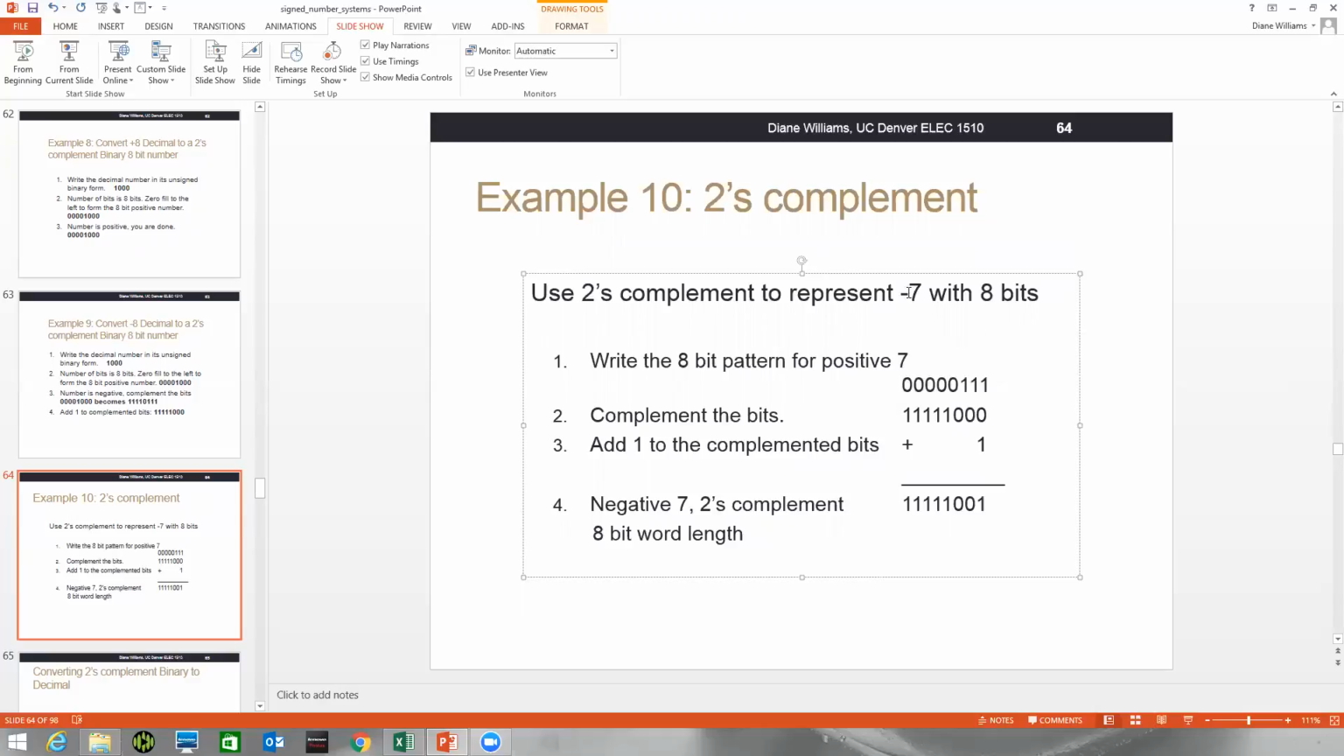Because this is a negative number, I have to complement the bits. So here I complemented the bits. This is now the 1's complement. When I add 1 to this, I now form the 2's complement. So there's the 2's complement for -7 using 8 bits.